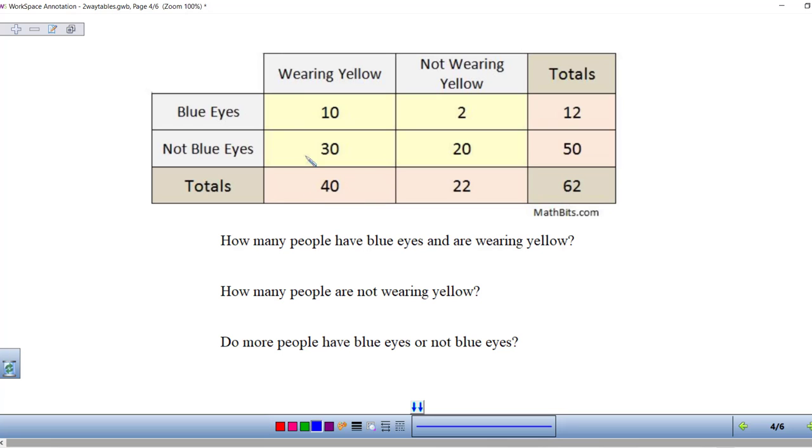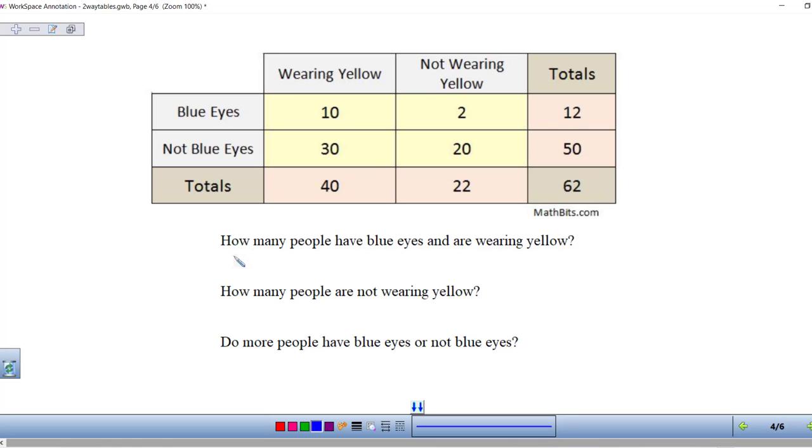Okay, here's another example. This table has wearing yellow versus not wearing yellow and blue eyes with not blue eyes. These numbers in the middle, the yellow ones, are all the relationships between the categories, and then the totals again are on the right and on the bottom. That's what two-way frequency tables will always look like. And then we have to answer questions about them.